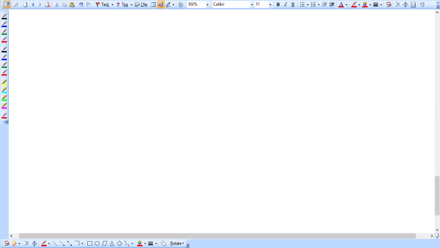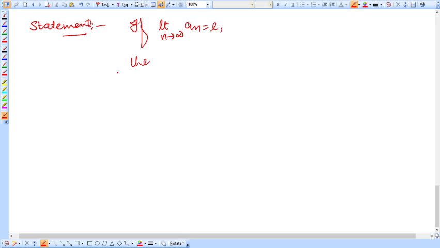Now we are going to prove this theorem. So see, proof of this theorem. Firstly I'm going to write the statement one more time, the statement of Cauchy's first theorem on the limit. It says if the limit as n tends to infinity of an is equal to L, then the limit as n tends to infinity of (1/n)(a1 + a2 + up to an) is also equal to L. So, proof of the theorem.